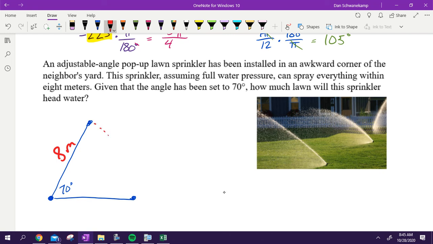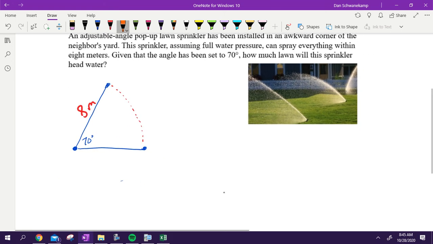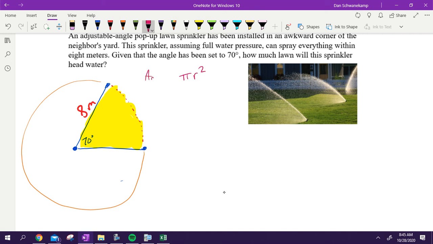And so it can spray everything in that sector. Okay, again, a sector is a fancy word for a portion of the whole circle. So imagine this was a whole circle. It can spray anything in this portion. So our goal is to figure out how much area this thing can spray. Anybody want to walk me through what you did? Aaron, what'd you do? Pi r squared is going to get me the area of the whole circle. And 64 pi, because it'd be 8 squared. Great, 64 pi.